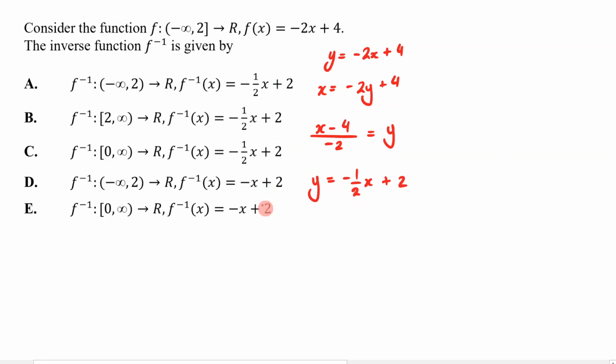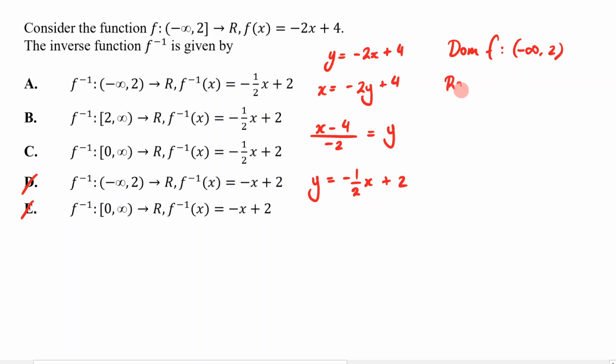If I look at my answers here, I can see this looks good, this looks good, this looks good. These two are definitely out. So then the question is, what separates these three? They all have different domains. So we now need to figure out what the domain of our inverse function is going to be. To do that, we're going to find the range of our original one. So let's go slowly. What is the domain of the original function? Well, we're given that it's going to be negative infinity to 2.